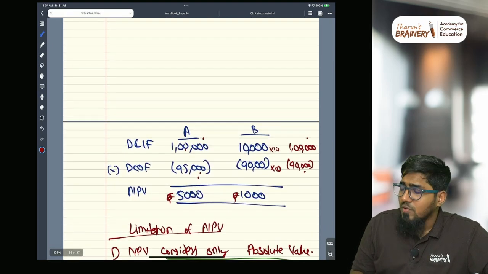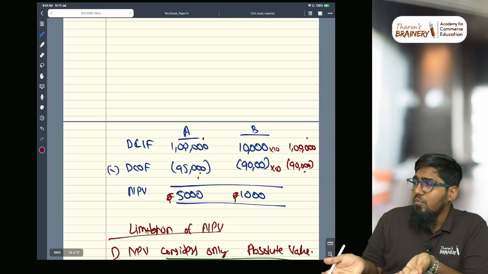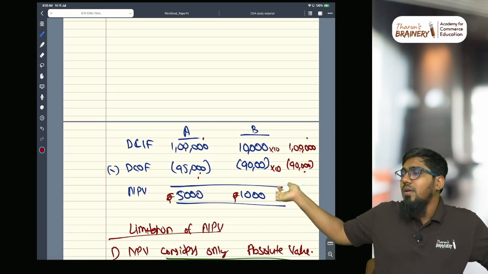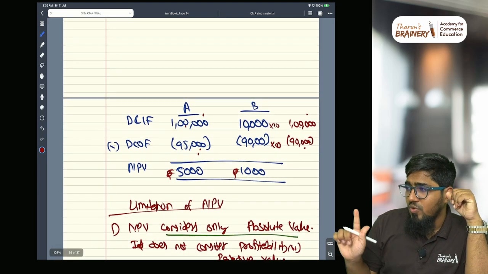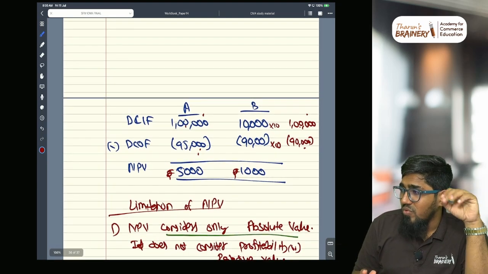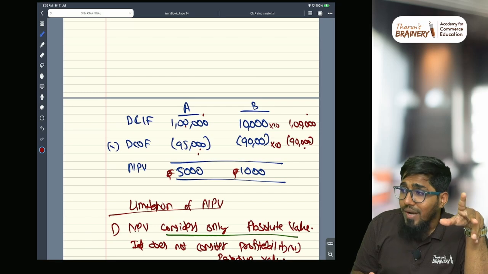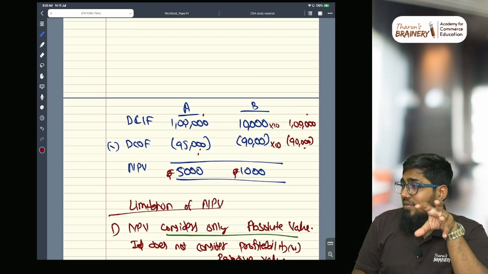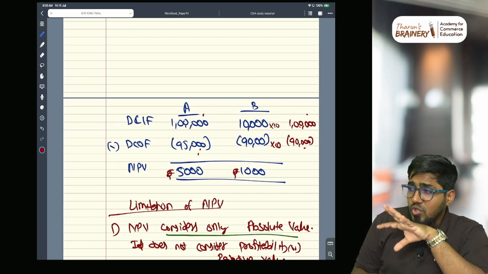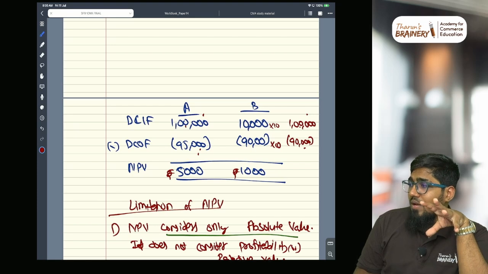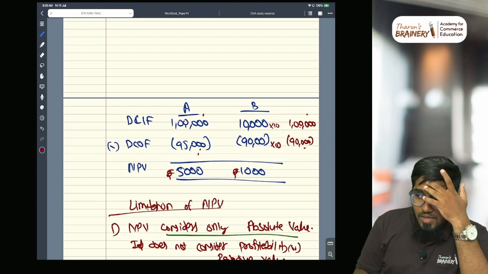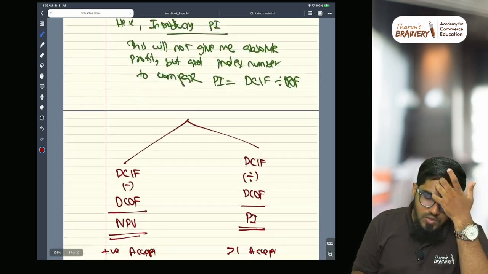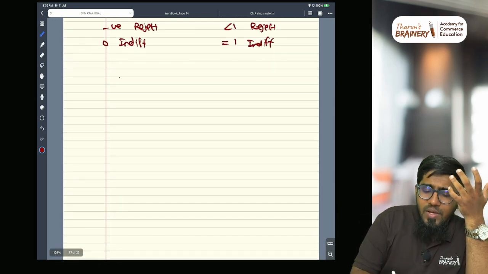Because 5,000 you are getting, then you should not see profit, you should see more money, right? If I'm having 95,000 rupees, I will go and invest in project A, assuming project B is only one time, if I have to select between the one. But if I'm having a limited capital and I have to choose, then I will select B. For example, if I have to take a loan and then invest, then I will choose B. Understanding?